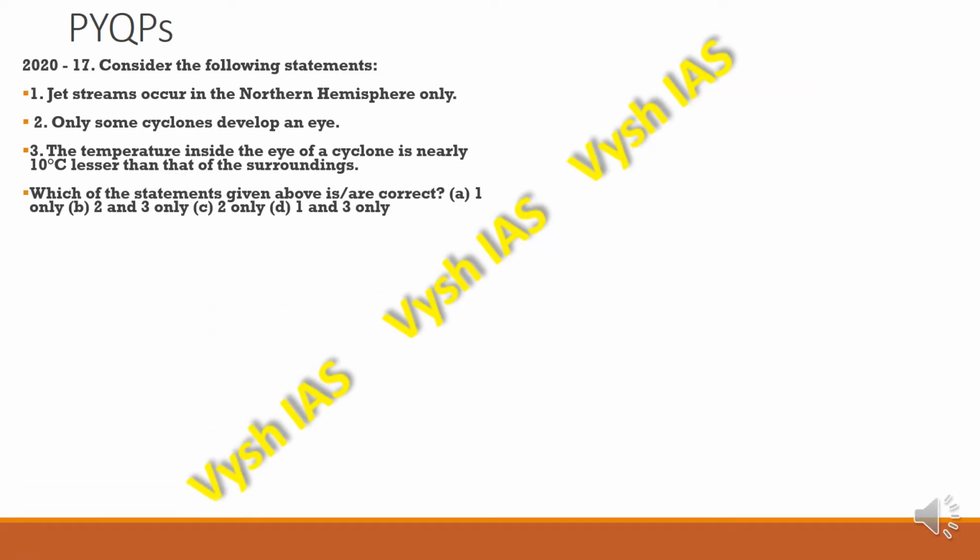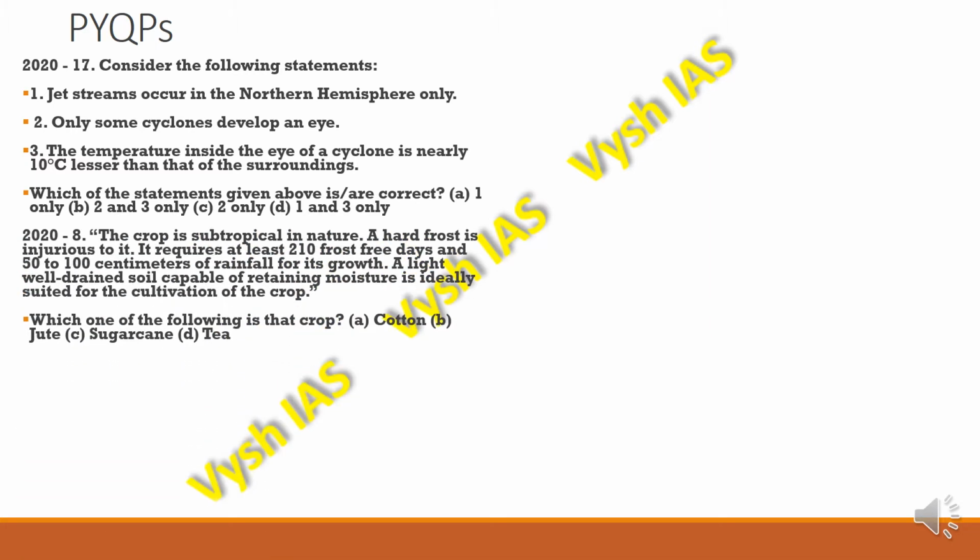As I had said earlier, after every 2 chapters I'll try showing you the previous year questions which came from those particular chapters. As you can see in this question, which is from 2020, this is from the climate chapter about jet streams, and here cyclones. This is a combination of the chapter on climate and the natural disasters which we are going to read about right now.